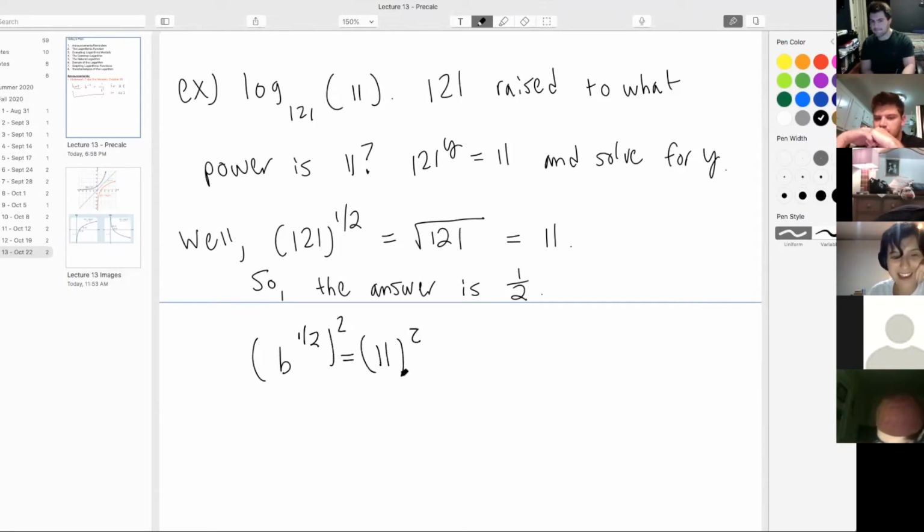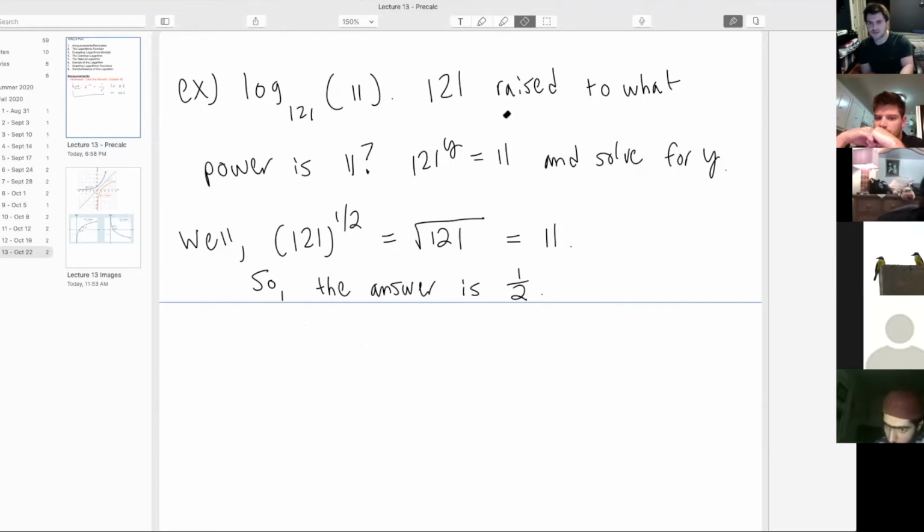No, thank you. I guess that makes things clear. Yeah, because then I was going crazy, sorry. Okay. Yeah, because we need to get rid of the 1/2 power, so you do that, and you get b is 11 squared, which is 121. But yeah, so we're not going to be solving for the base in any of these questions, I don't think.